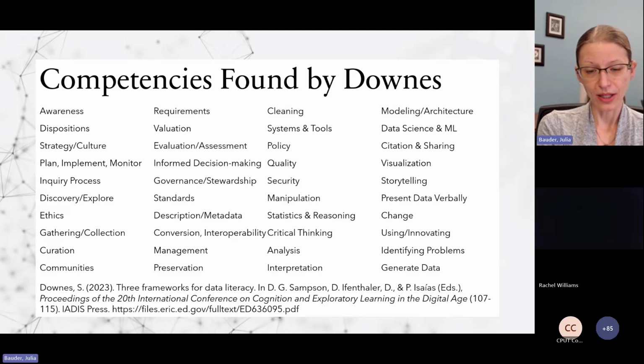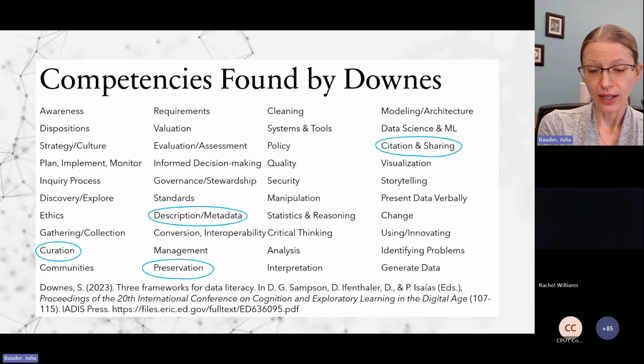Unsurprisingly, when you're looking at competencies that are this granular, there wasn't a single competency that appeared in all 20 of the different frameworks that Downes examined. And also unsurprisingly, there are some overlaps with the previous analysis, since they looked at some of the same data literacy frameworks.